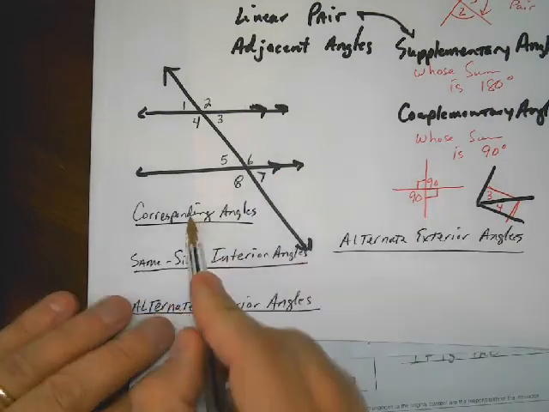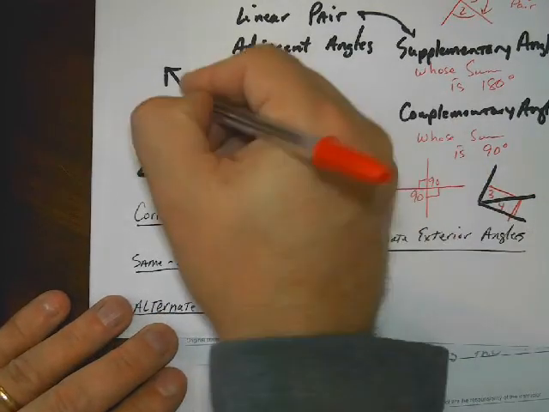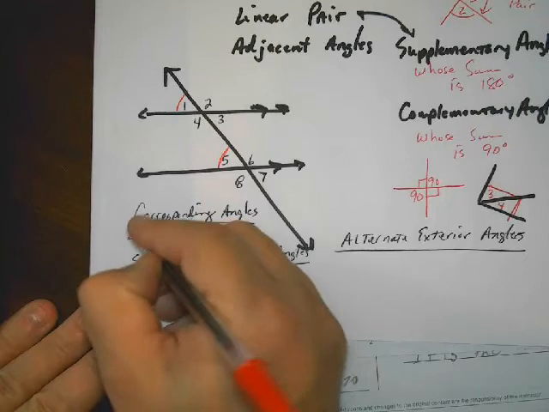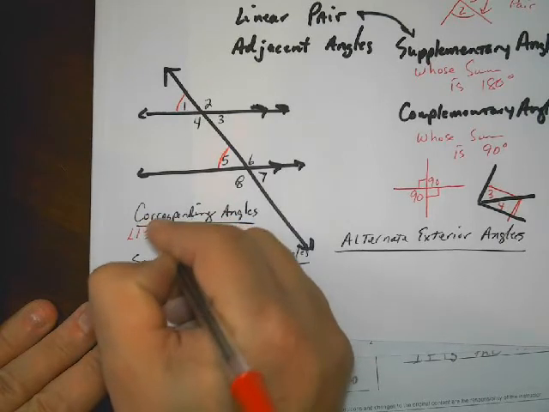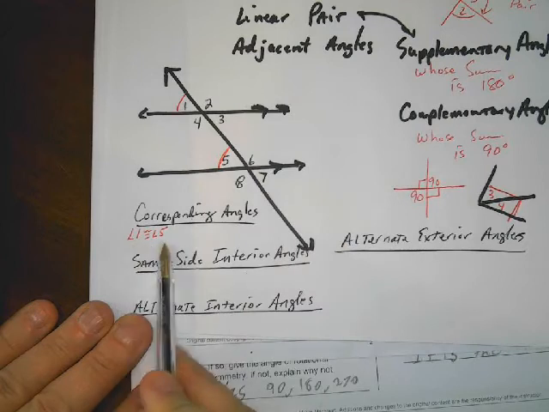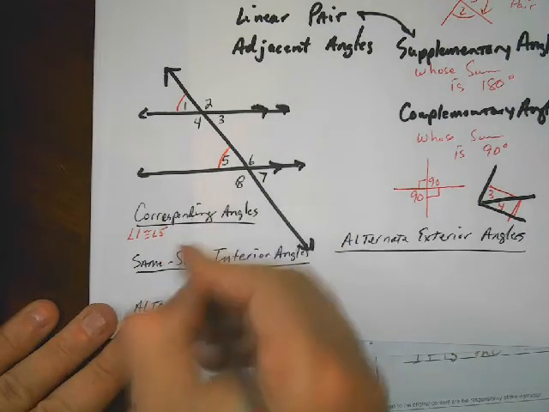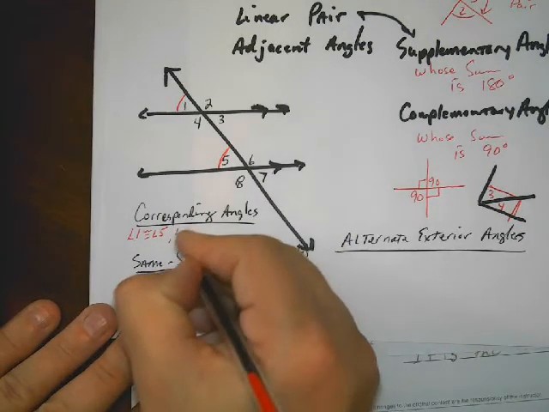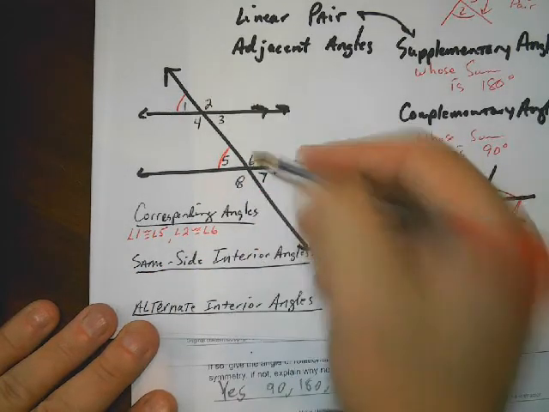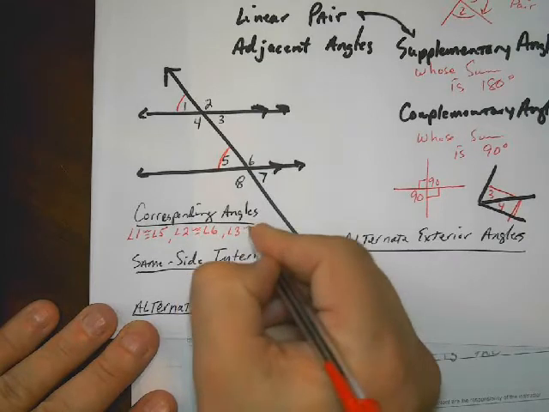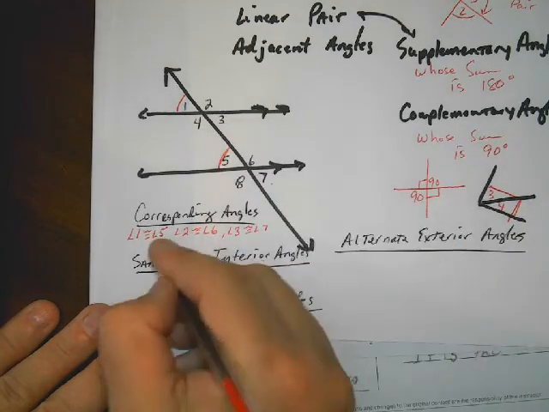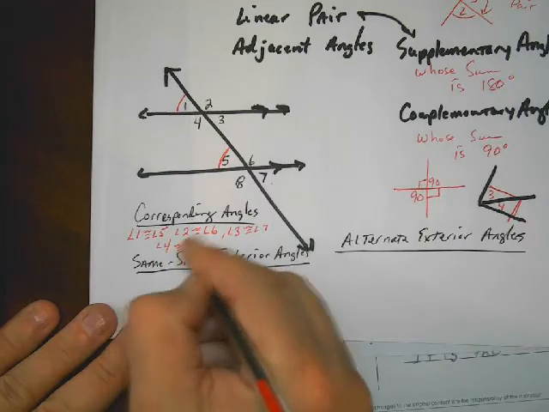All right, corresponding means they're in the same position. So examples of corresponding would be 1 and 5. Angle 1 is congruent to angle 5. Because the lines are parallel, cut by a transversal, we know that corresponding angles are congruent. So 1 is congruent to 5. Angle 2 is congruent to angle 6. Angle 3 is congruent to angle 7. And angle 4 is congruent to angle 8.